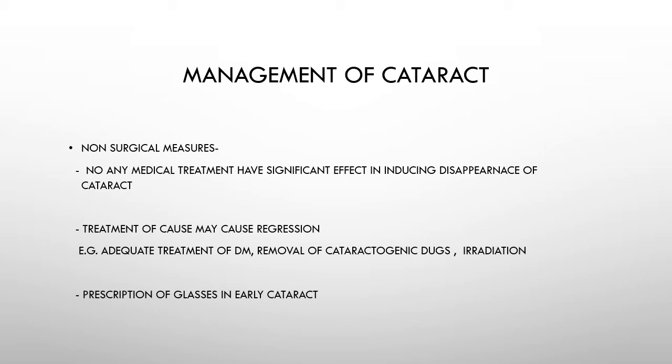Like if the patient is diabetic, then adequate treatment of the diabetes, or the removal of cataractogenic drugs or irradiation, can cause delay in the progression of the cataract, but not complete reversal of the cataract. Then prescription of glasses in early treatment can be advised if the patient is having 6/6 vision.